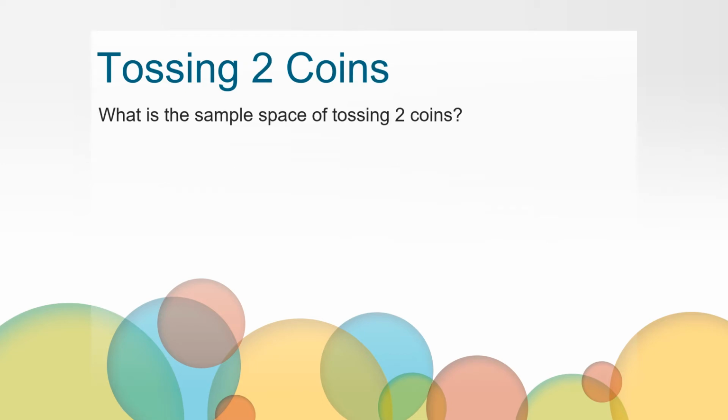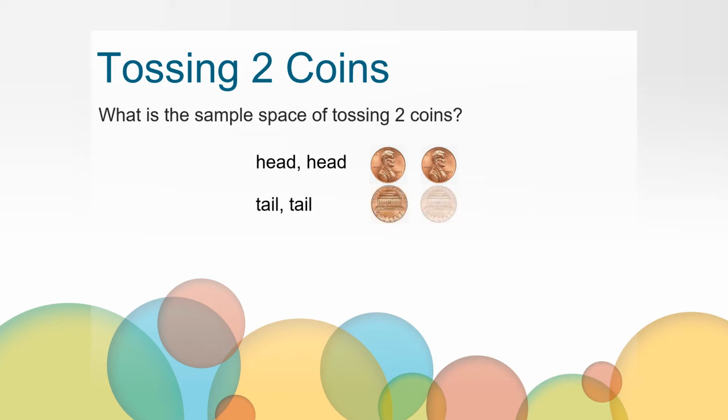What's the sample space of tossing two coins? Write on your paper a list of all the possible outcomes of tossing two coins. All right, does your list have these outcomes? Head, head, tail, tail, head, tail, and tail, head.